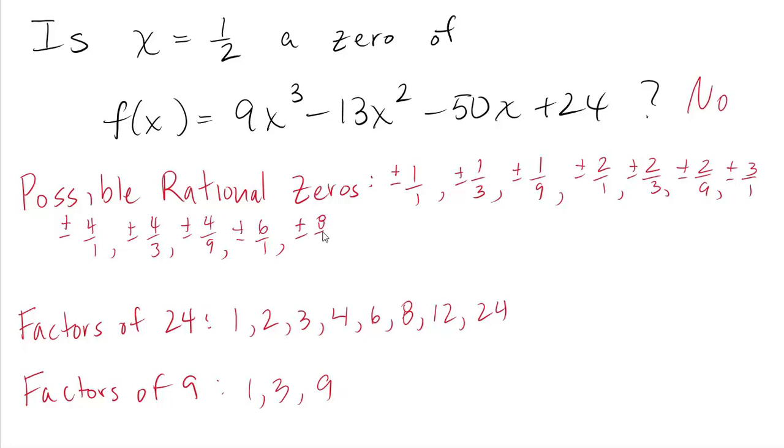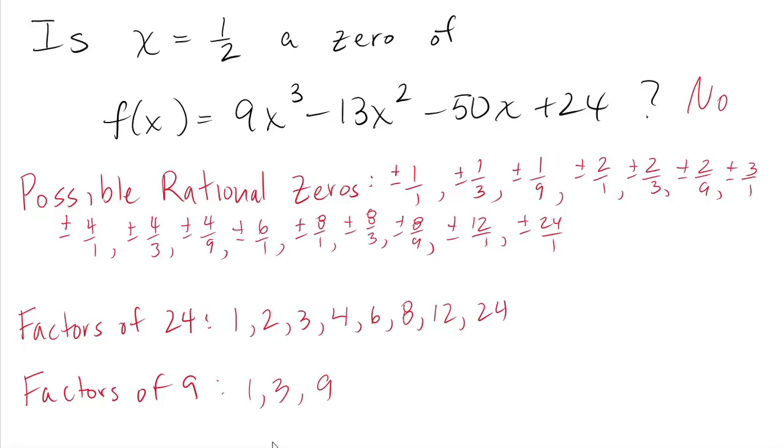We have to do 8 over 1, 8 over 3, and 8 over 9. 12 over 1, not 12 over 3 or 12 over 9, those reduce. 24 over 1, not 24 over 3 or 24 over 9, those reduce. Now this is a really big list of possible rational zeros, but when you consider that we've gone down from infinitely many options to a finite number of options, this really isn't that bad. And if we combine this with the power of technology, then we can really get the ball rolling here.